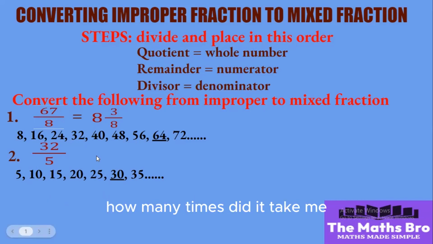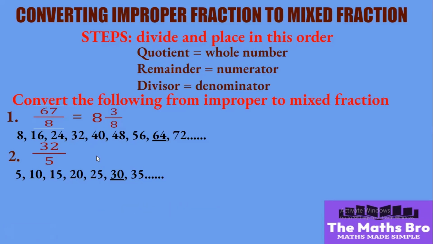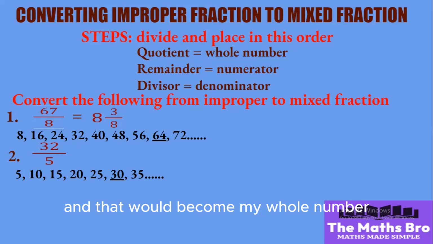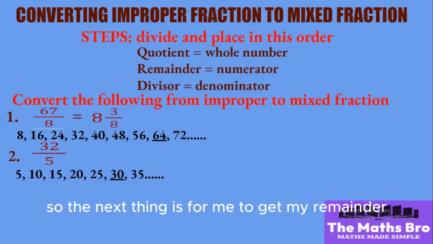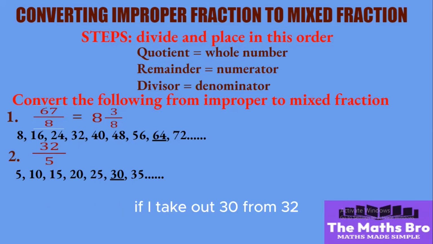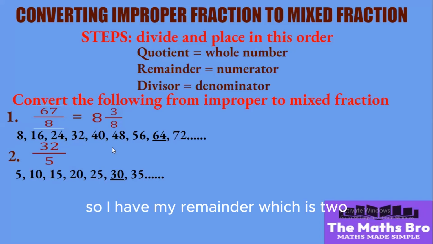So how many multiples of 5 did it take to get to 30? 6. That is my quotient. That is my answer, and that will become my whole number. So the next thing is for me to get my remainder. If I take 30 from 32, what will be left? I'll be left with 2. So I have my remainder, which is 2.